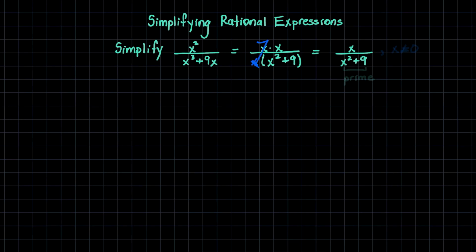Remember, a sum of two squares is prime. It cannot be factored. This one here is prime. So we leave it as is, but acknowledging x cannot equal 0, because before our common factor simplified to 1, 0 would have made the denominator 0, which is undefined.